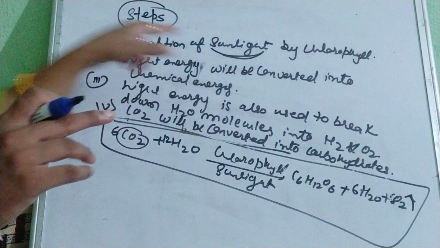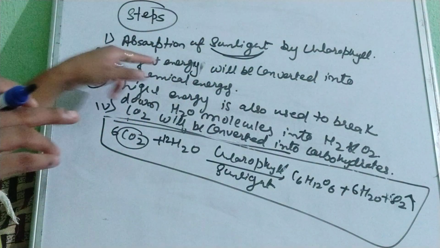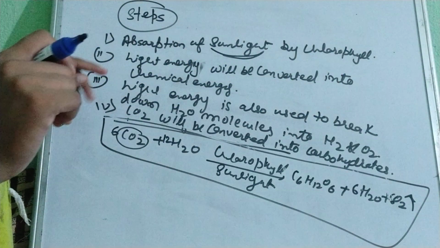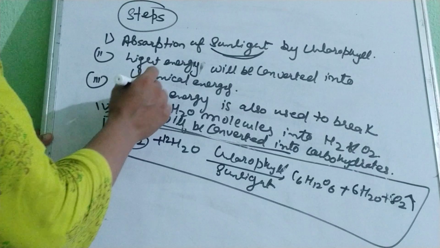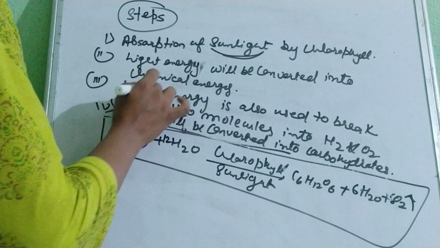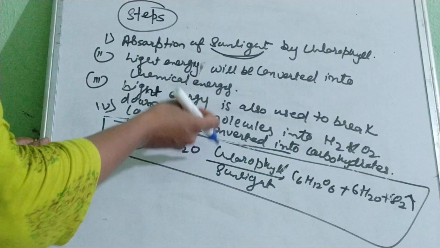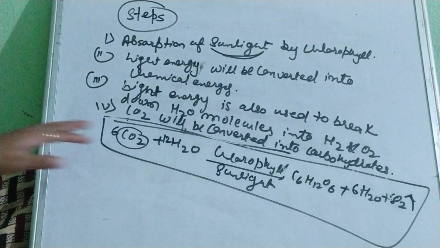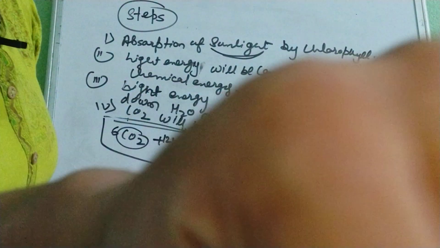First is the absorption of sunlight by the chlorophyll. Second, light energy will be converted into chemical energy. Next, this light energy is also used to break down H2O molecules into hydrogen and oxygen, and finally CO2 will be converted into carbohydrate.